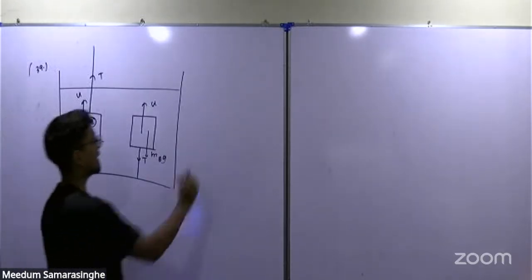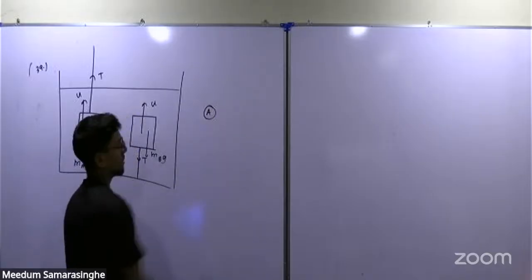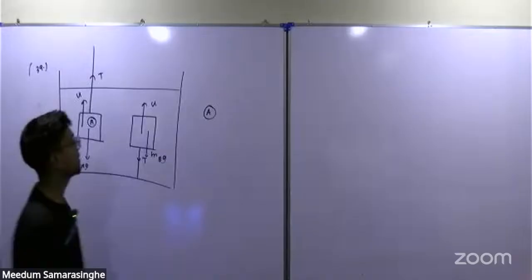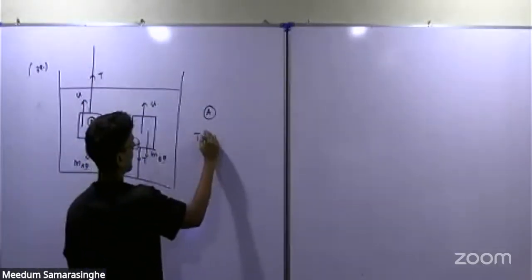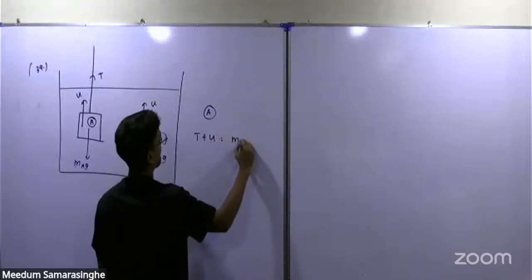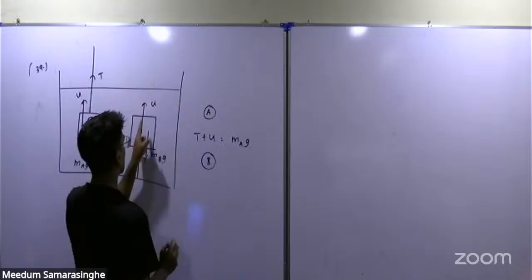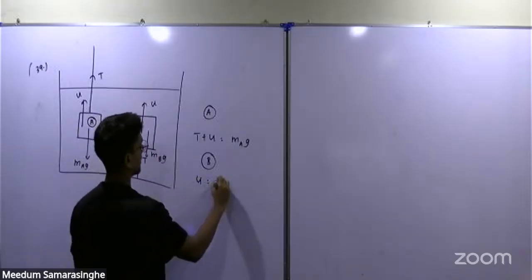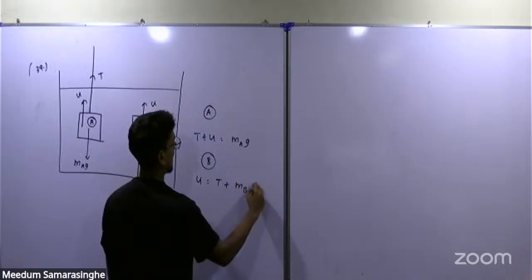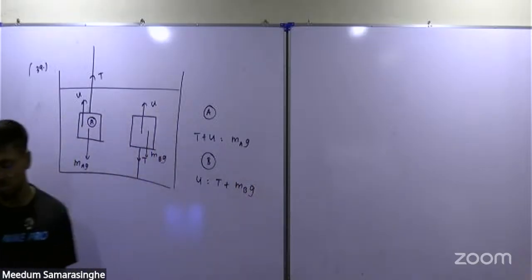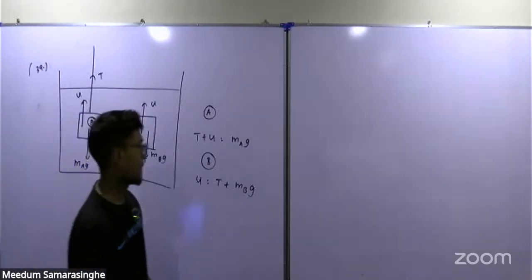Now I'll consider A. When you consider A, you can consider the equilibrium. You can write T plus U equals to MAG. And when you consider B, the upward force is U, which equals T plus MBG. U equals T plus MBG.